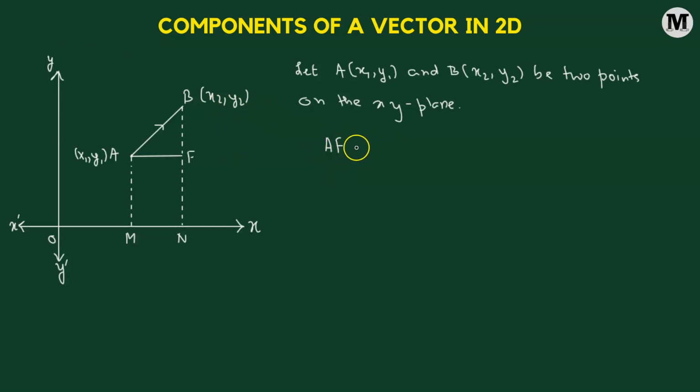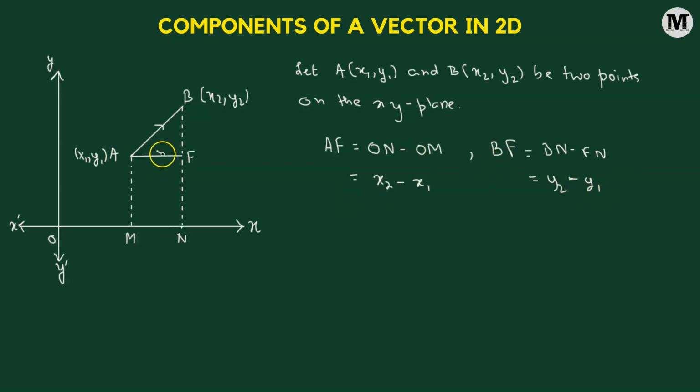Now the length AF is going to be equal to the length ON minus the length OM. Now what is ON here? ON is going to be the x coordinate of point B. So that's x2. And from here we're going to subtract OM, and OM is going to be the x coordinate of point A. So that's x1. Similarly, we can find out BF as well. So BF is going to be BN minus FN. BN is going to be the y coordinate of point B. So that's going to be y2, and from here we're going to subtract FN. So FN is going to be the y coordinate of point A. So that's y1. So here we have obtained AF and BF.